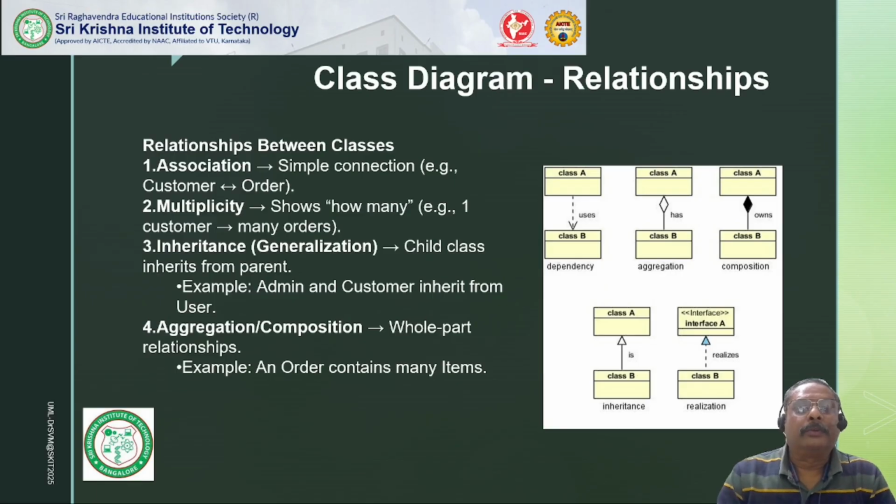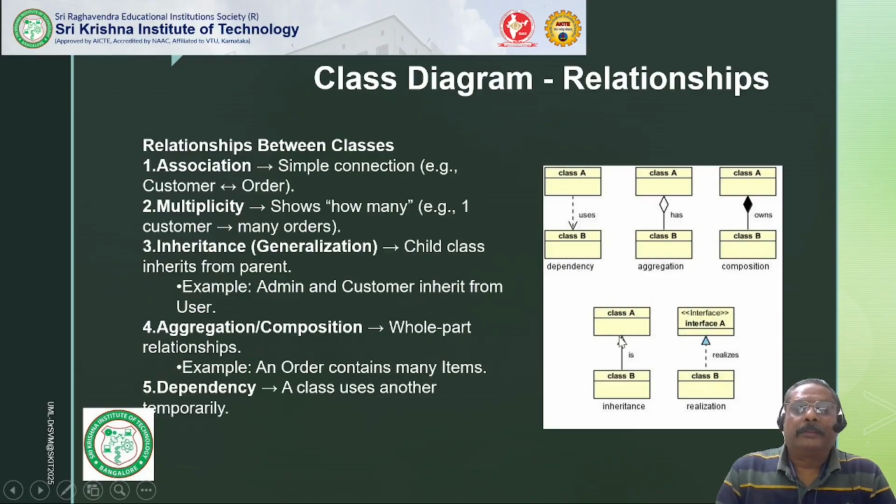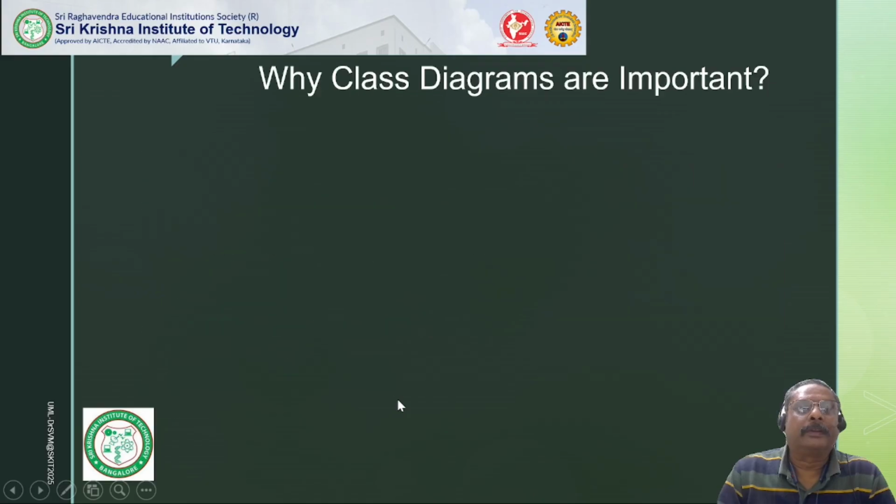If we want to put that clearly, then we have some symbols used for that. For aggregation we have this, that means class B has a class A, and here class B owns class A, and here class B is inherited from class A, and so on. Dependency is when a class uses another class temporarily.